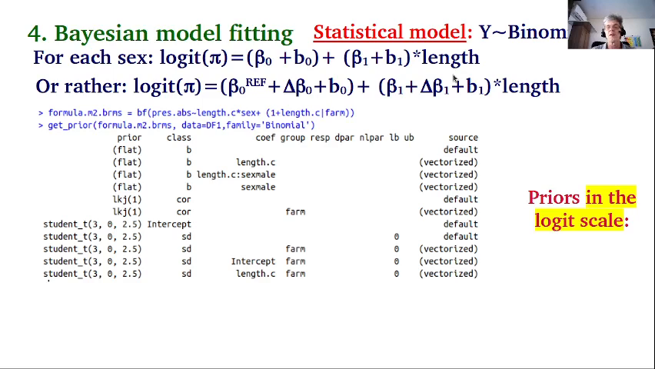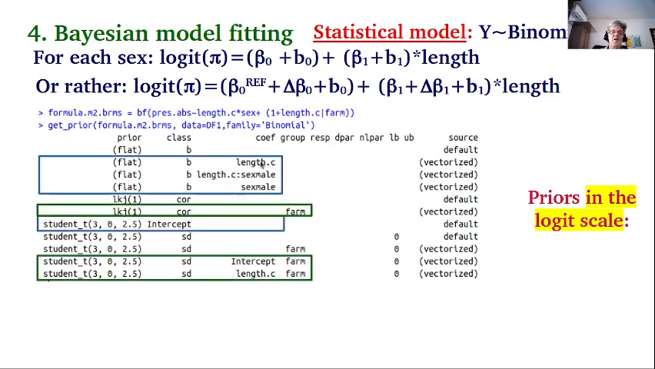So we get the priors all in the link scale, and we again see those related with the population or fixed level parameters. Here is the intercept, here is the slope for the reference sex, here is the differential of intercepts between the reference sex and the other sex, males, and here is the population level differential of slopes between the reference sex and the other sex, males.